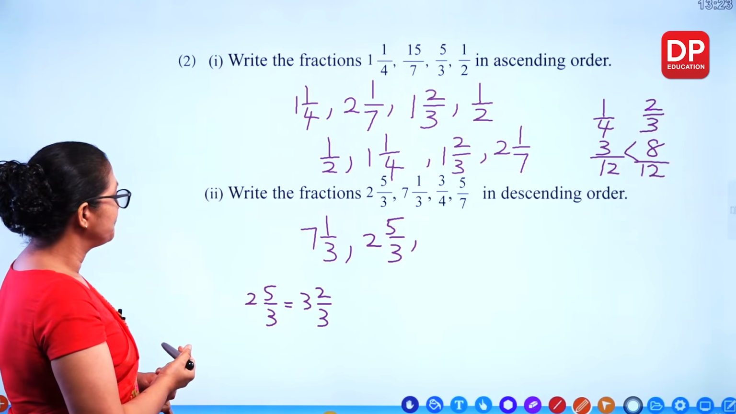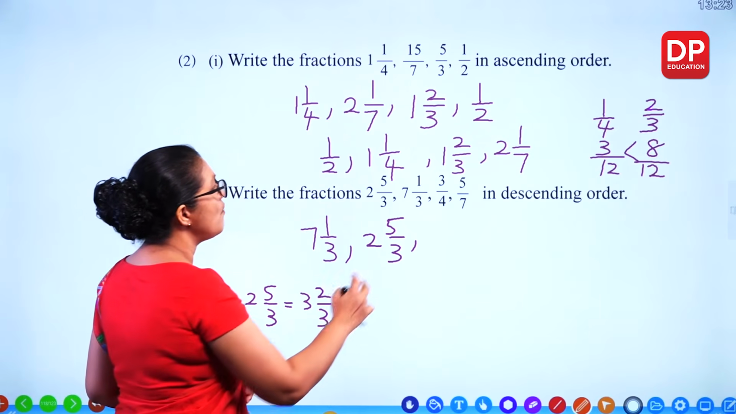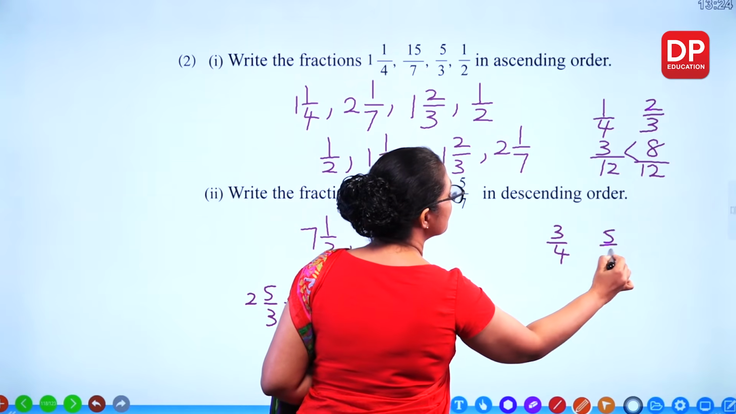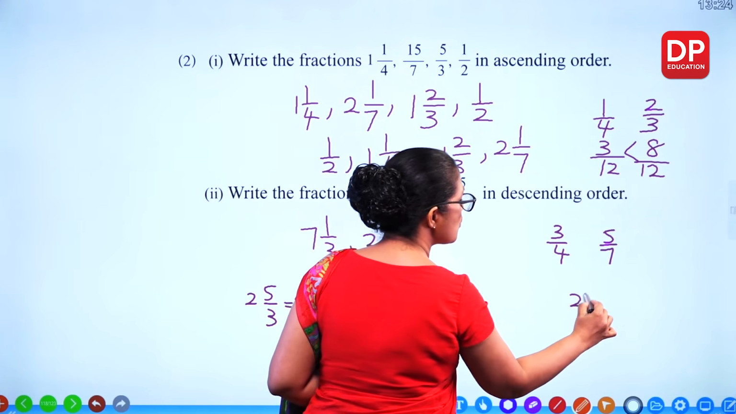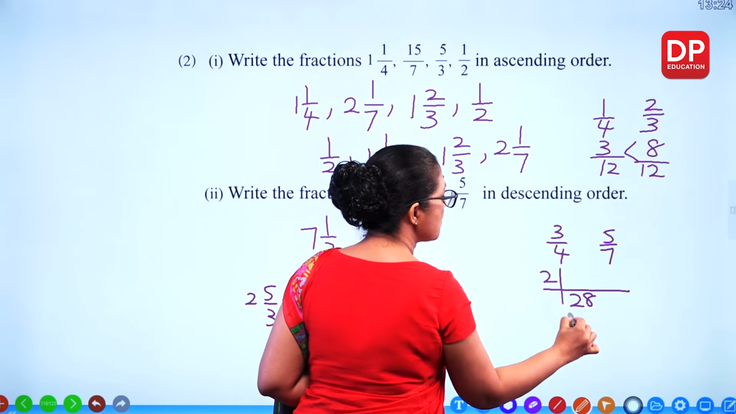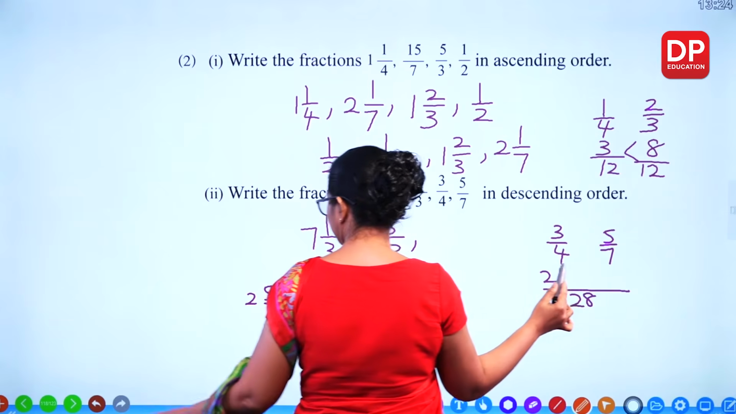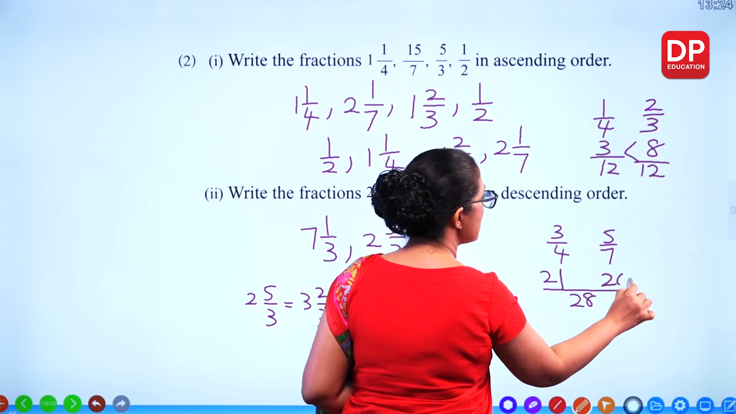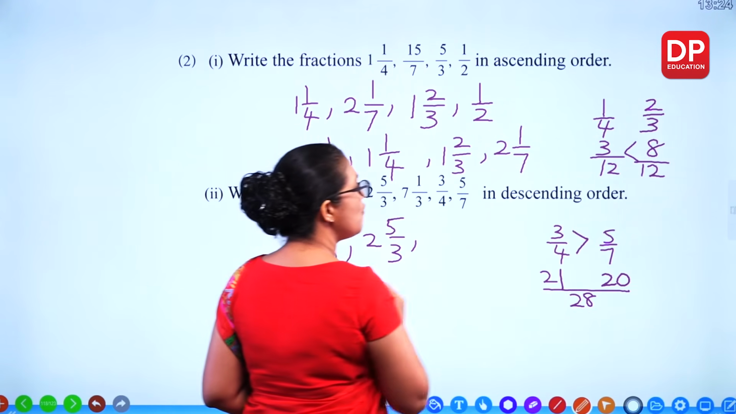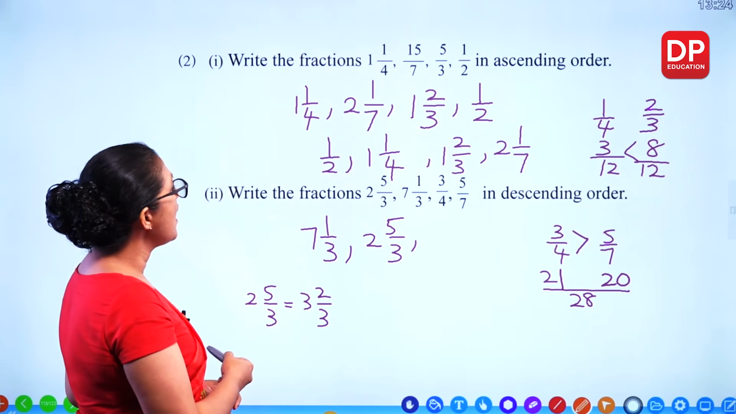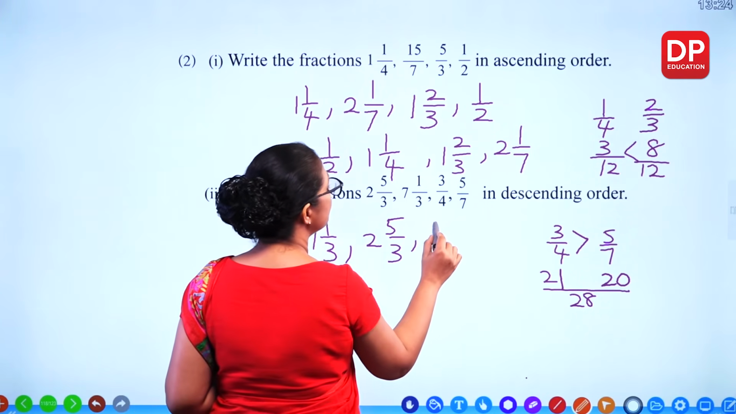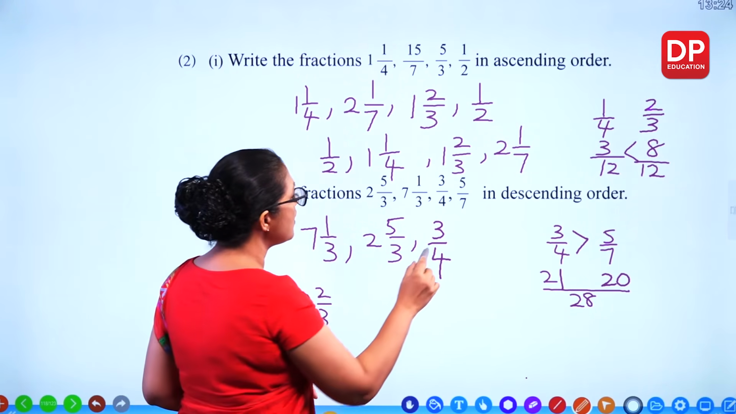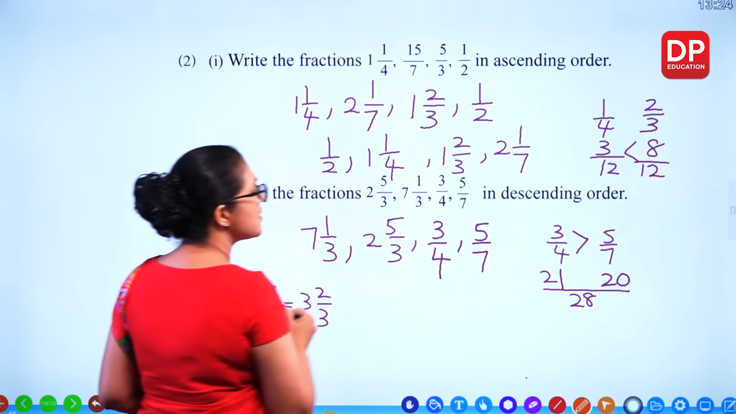Then next one, we need to compare whether this is 3/4 or 5/7. Convert to the same denominator, that's 28. 7 times 3, 21. And here 4 times 5, 20. So which one is bigger? 3/4 is bigger. So we can write 3/4 next, because descending means highest to smallest. So what's the smallest one? 5/7.